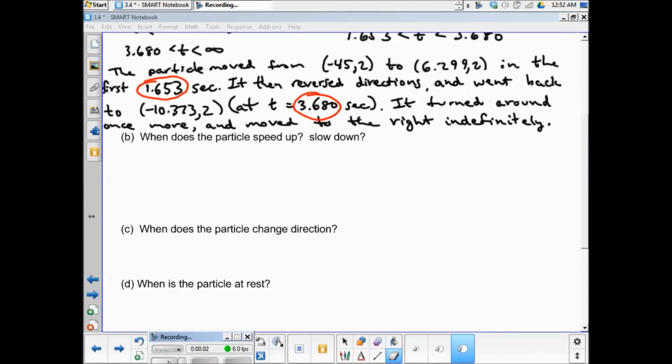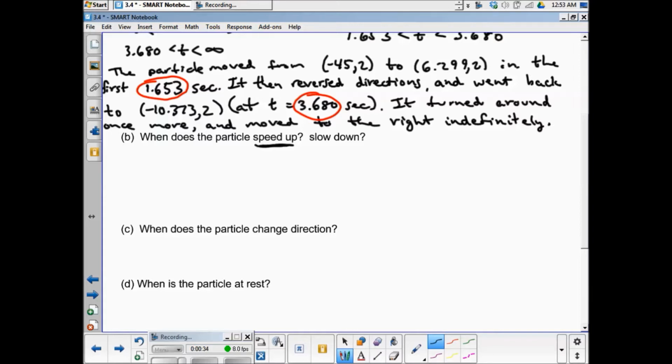Okay, this next question asks, when does the particle speed up? We have to be very careful with the wording here. Speed up would mean that the speed is increasing. Okay? Does not mean necessarily that the velocity is increasing. The speeds are getting greater. So to do this, we are going to have to look at the derivative graph, but we're going to have to look at its absolute value.